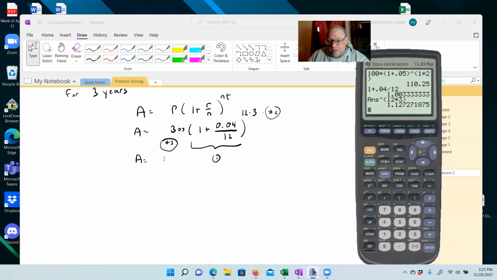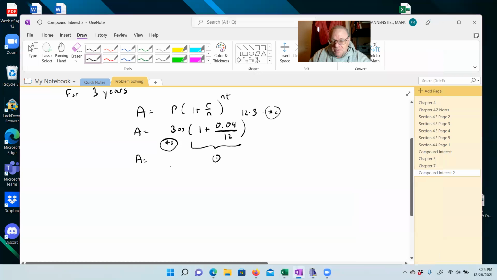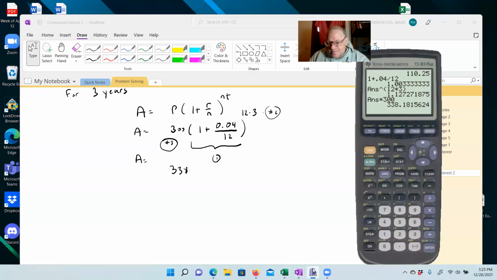And then this whole thing, all the way after the parentheses, that's what we're going to multiply by 300. And 4% interest, compounded monthly, after 3 years, we're going to have a grand total of $338 and looks like 18 cents.